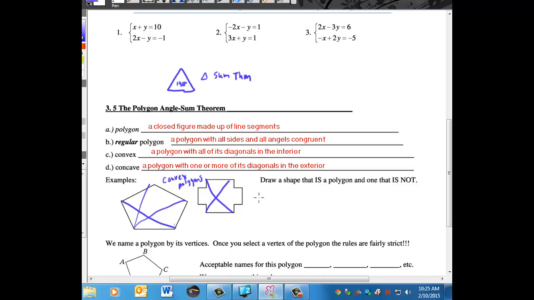So remember that a concave polygon would look sort of just like Pac-Man or a cave. And so it caves in. Okay, so that would be a concave polygon.